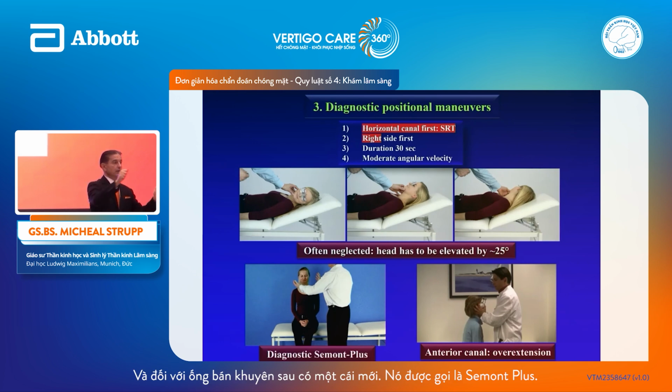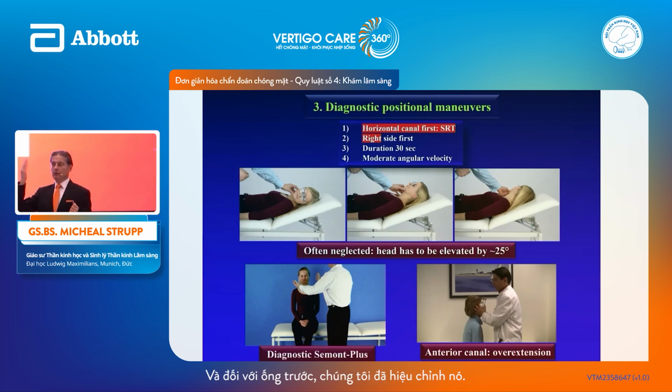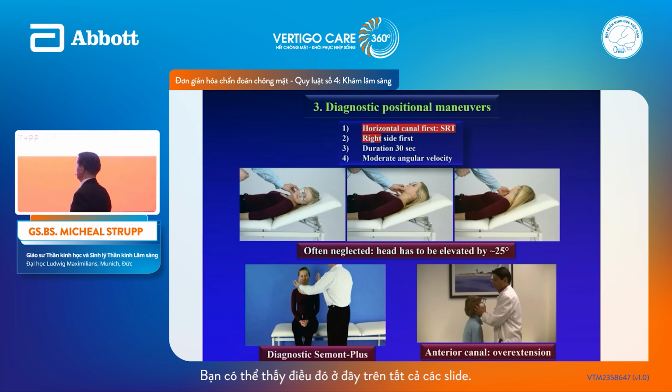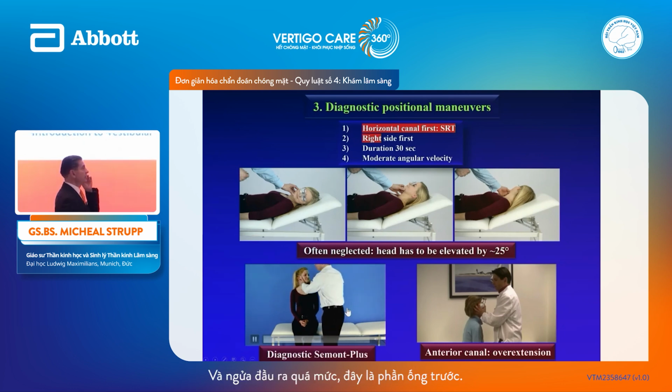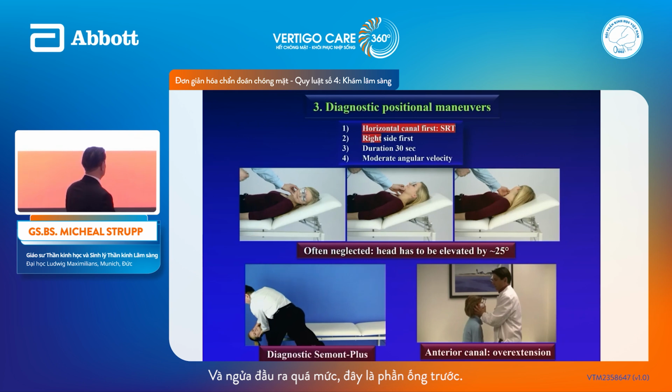And for posterior canal, there's a new one. It's called semont plus. And for anterior, we have modified that. You see that here on all the slides. And you see this is for horizontal. Posterior, and overextend the head. And this is for anterior canal.